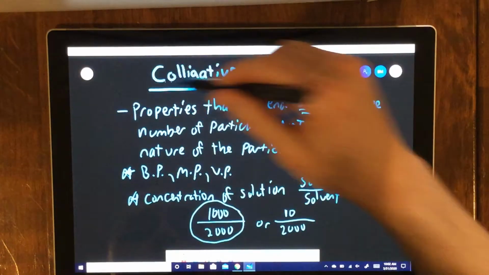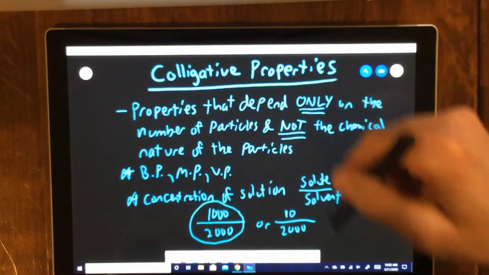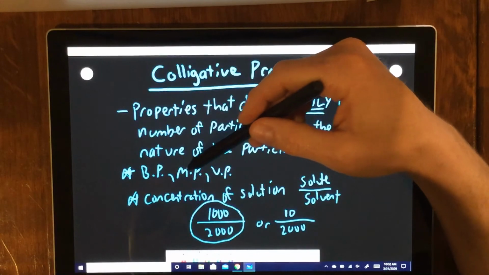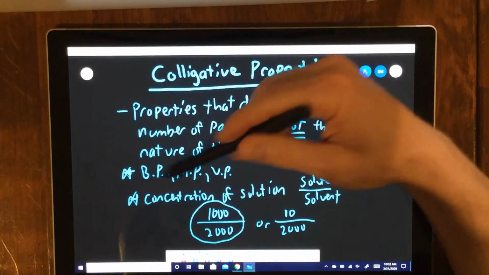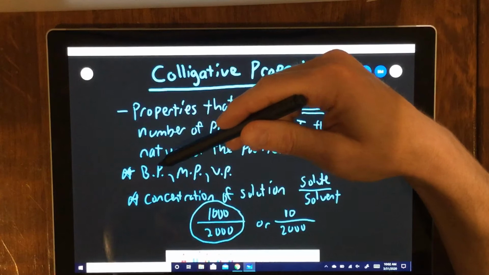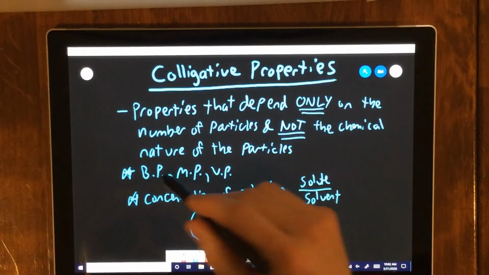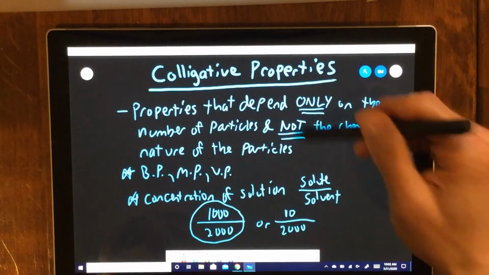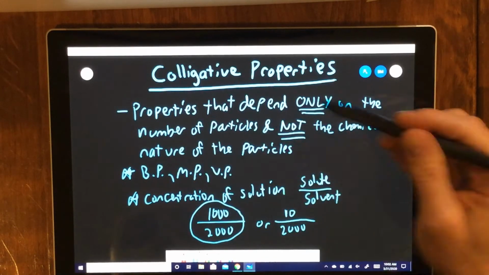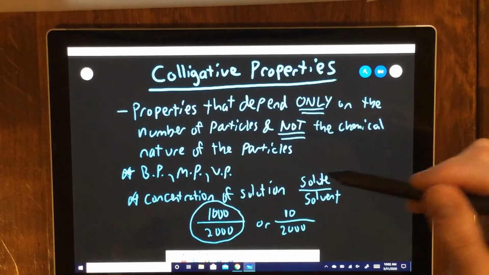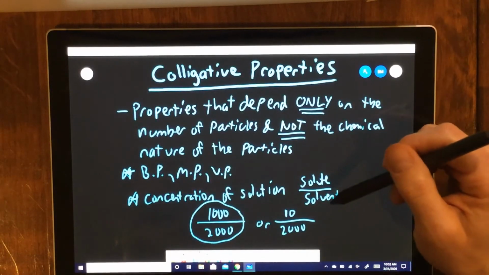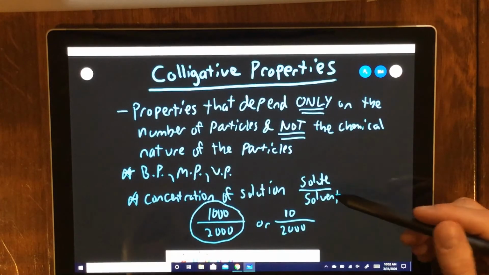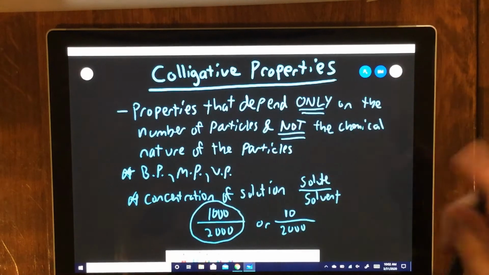So what colligative properties really means, I know this is like mumbo jumbo to you guys probably, but basically the boiling point, melting point, and vapor pressure, those numbers, like the boiling point of water is 100 degrees, for example, will go up or down depending on how many particles are dissolved. Doesn't matter what the particle is. It could be salt, it could be sugar, it could be potassium iodide, whatever. As long as it dissolves, it's going to affect the boiling point, melting point, vapor pressure. That's what this is. Okay, so I'm going to try and keep this real simple.